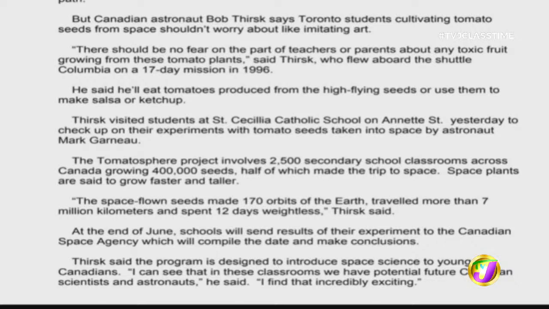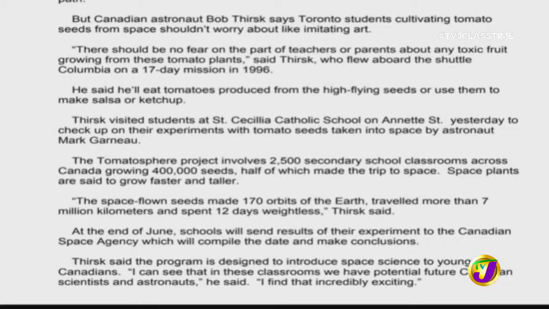Thirsk said the program is designed to introduce space science to young Canadians. I can see that in these classrooms, we have potential future Canadian scientists and astronauts, he said. I find that incredibly exciting.